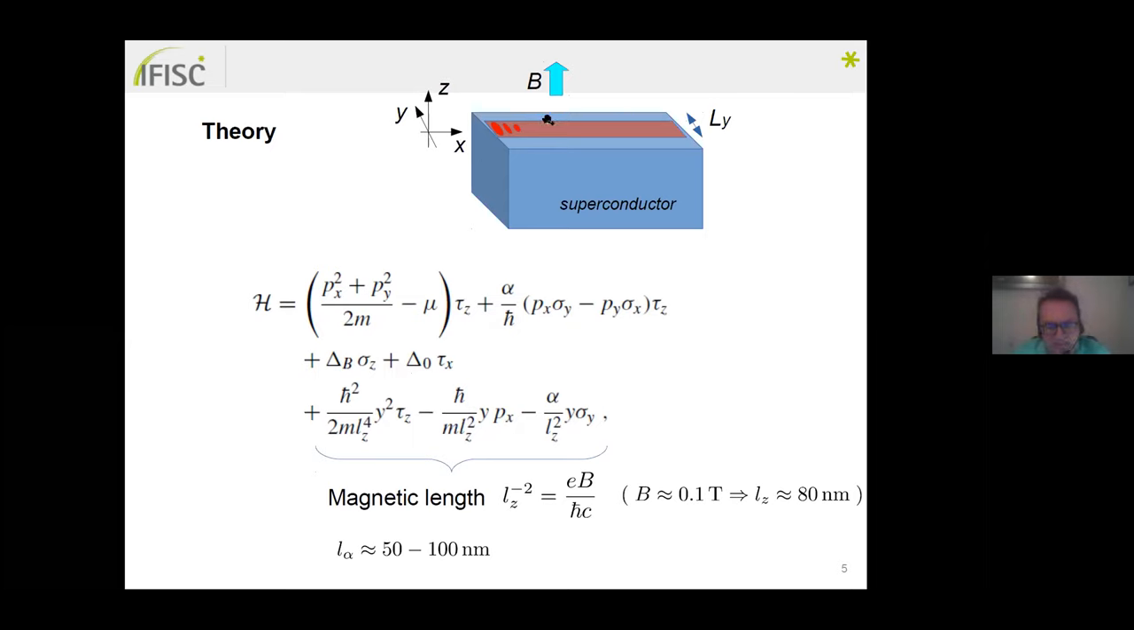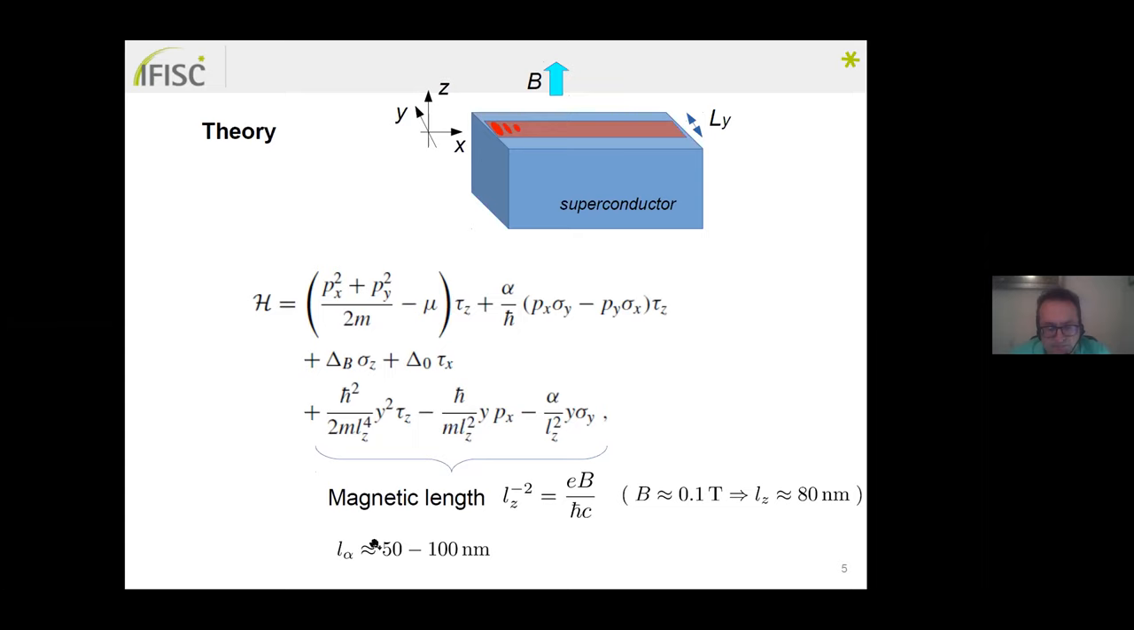In the vertical field orientation, we also include the orbital effects originating in the magnetic field. We have three terms that depend on the magnetic length parameter, LZ. LZ minus two is proportional to the magnetic field. And two of these terms originate in the kinetic energy, and the third one here, depending on parameter alpha, originates in the spin orbit interaction. For a magnetic field of around 0.1 Tesla, the magnetic length is about 80 nanometers.